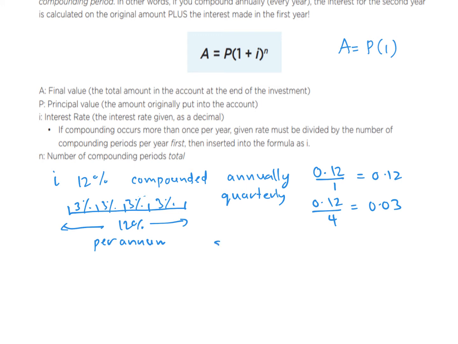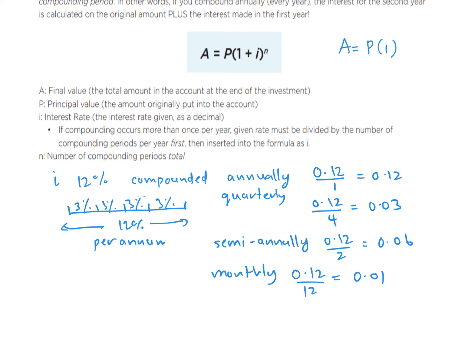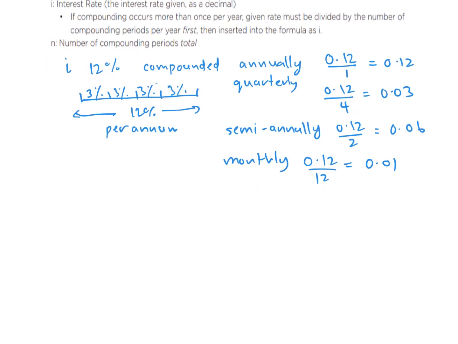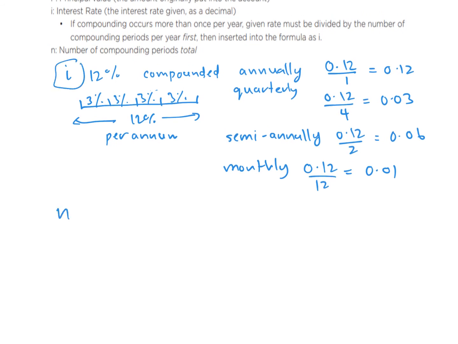If it was semi-annually, then that 12% is going to be divided into 2 interest payments, so 6% each time. If I were doing it monthly, then that 12% would be divided into 12 equal payments, so 1% each time. So I is always divided by how often you are earning that interest or paying it if it's a loan. N is the total number of compounding periods.